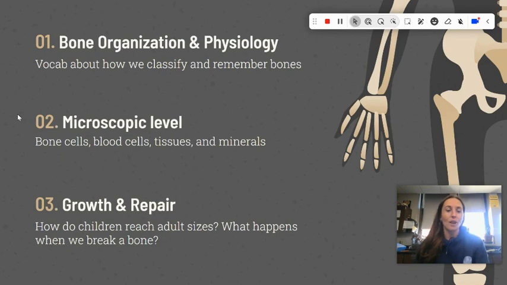Finally, everybody's favorite, we're going to talk about growth and repair. So when you're a kid, how do you reach an adult size, right? How does that happen with your skeletal system? And then, hopefully not, but what happens if we break a bone? If you've ever had an x-ray, you go in, you see something that shouldn't be there on the x-ray. What's going on in our body so that we can fix that with just a cast sometimes, right? So that's how we're going to look at all this stuff today.